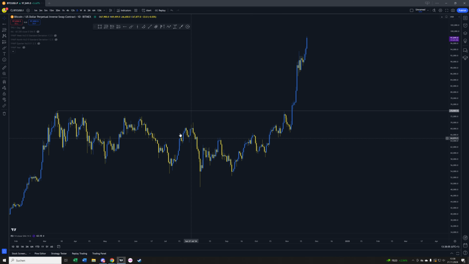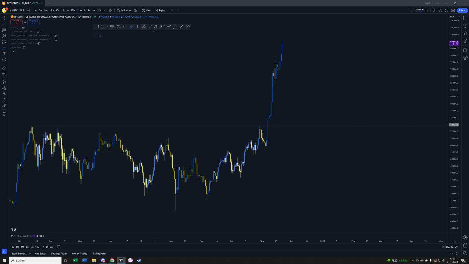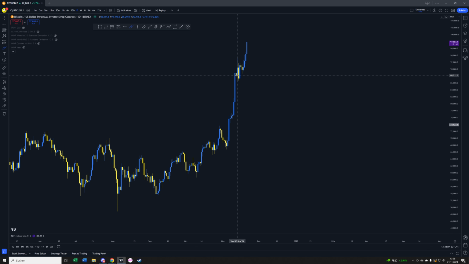Okay, so we had this huge consolidation and we broke out to the upside. And then this is the first phase where we kind of saw some resistance. And if you see this on the daily chart, you're like, what is this? I'm just gonna hold through it.